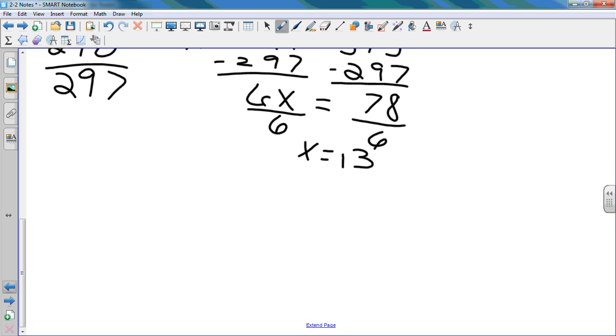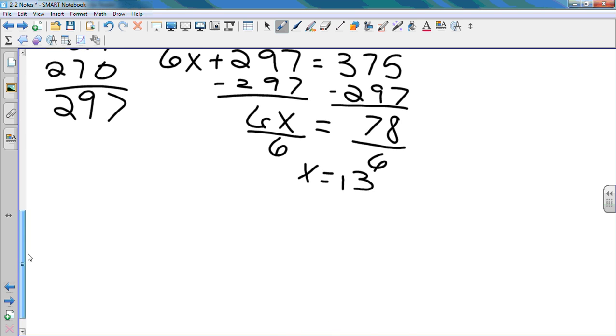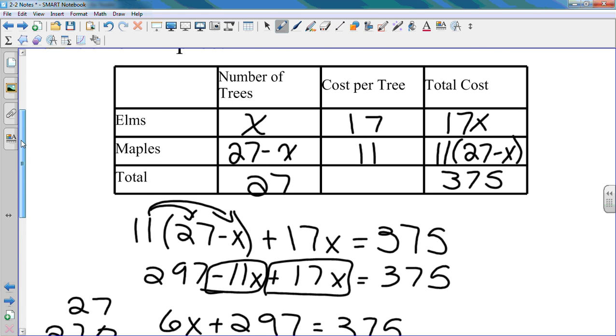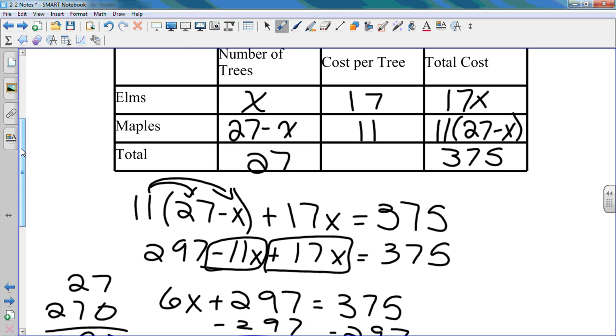13. What does 13 stand for? Elm trees, yep, the number of elm trees. So if I had 13 elm trees, how many maple trees do I have? 14. 27 minus 13. There it is.